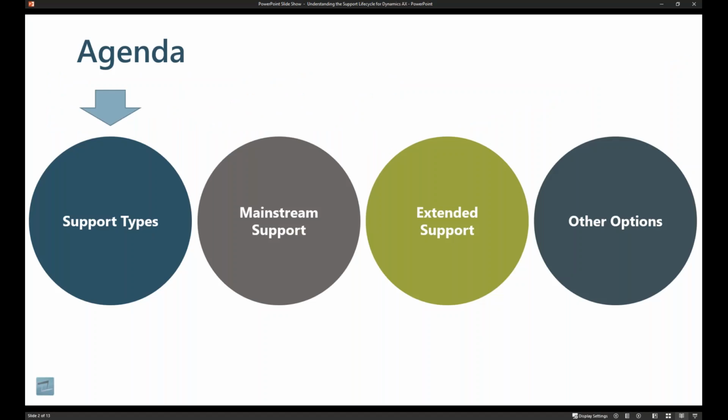So that being said, here's our basic agenda. What we're covering is the support types that Dynamics AX has. We're going to talk about mainstream support and also extended support, and then what other options you have to support your organization. There are a couple that are even beyond extended support that I just wanted to bring front of mind, for you to figure out what action plan you want to take.